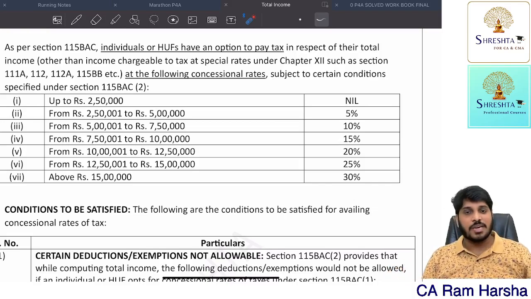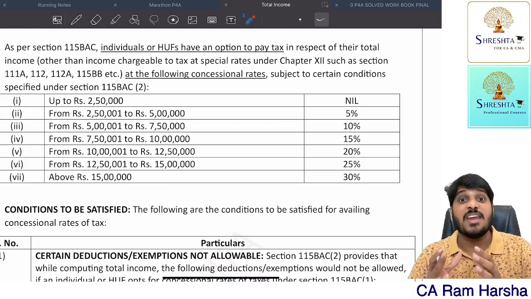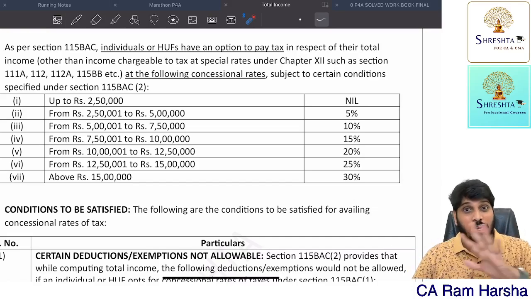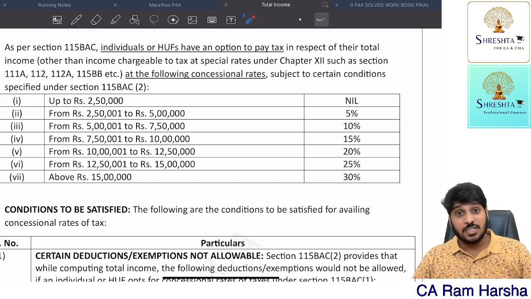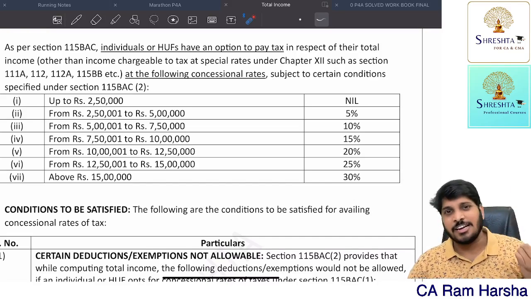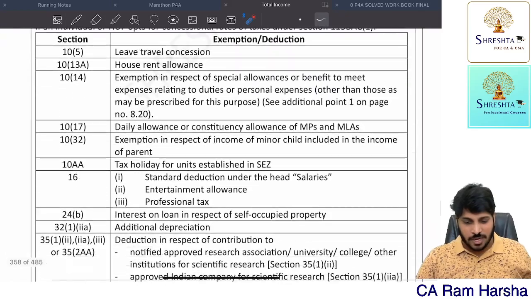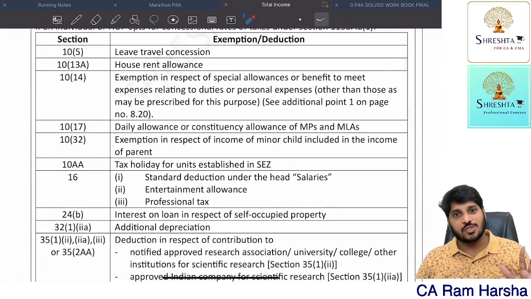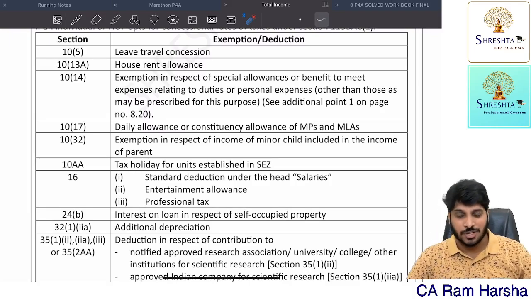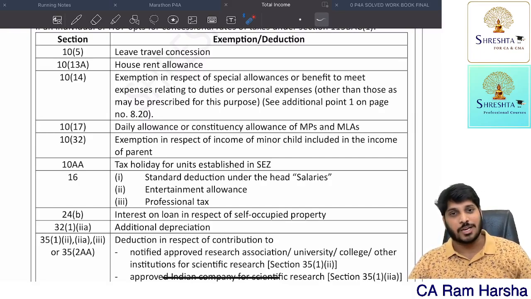This 115 BAC provision will be beneficial only for the SSC who don't have Chapter 6A deductions, who do not have business income, and who is not a highly paid salaried employee, with no deductions at all. Only for them is this beneficial. You will find such people very rarely in India. Everybody will have many of these deductions. This is a very big failure of the government, one of the failed provisions in income tax, because 115 BAC is not really benefiting anybody.